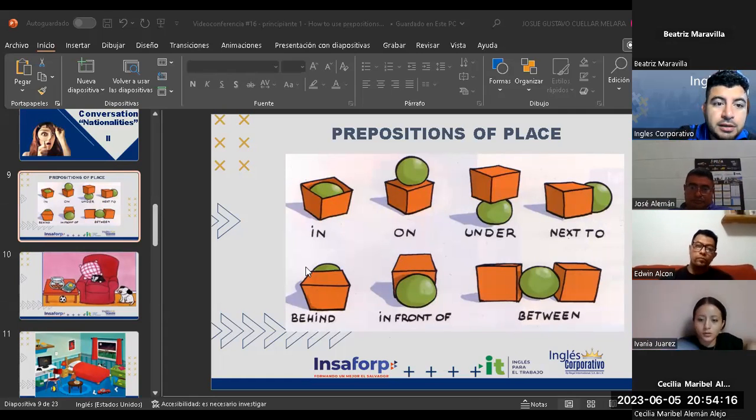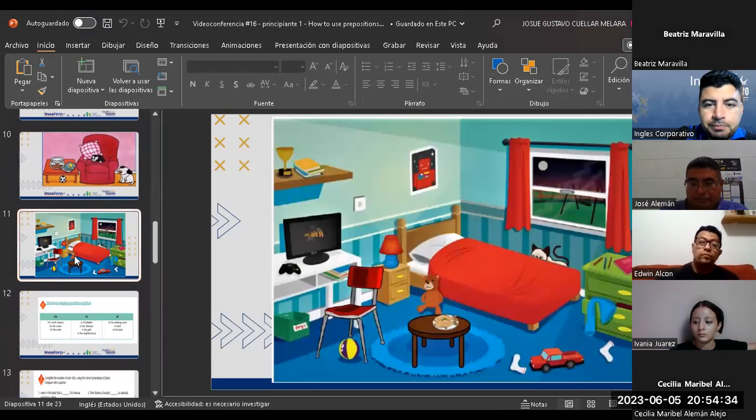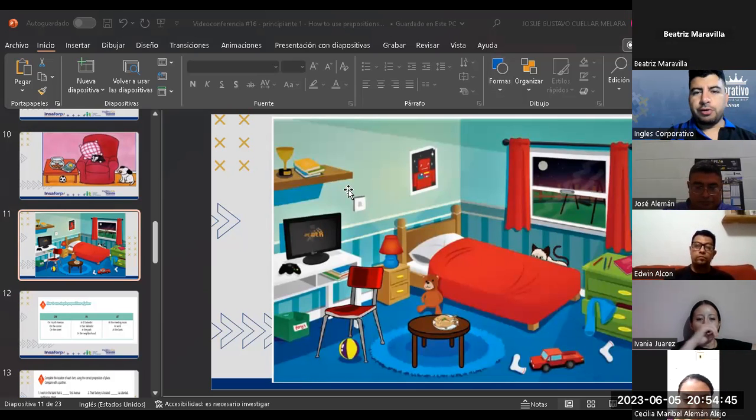So, under, next to. Ok. So, in this case, we work with this. Trabajamos con esto, you remember? The pillow, cat, sofa, okay, fish bowl. But now, here I have some other picture. Tengo otra imagen. So, what we're going to do is to identify the objects or things, and we have to put it, like, in that order, en orden donde se encuentra.